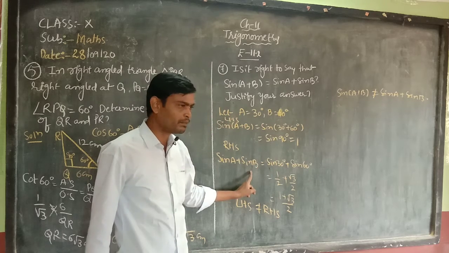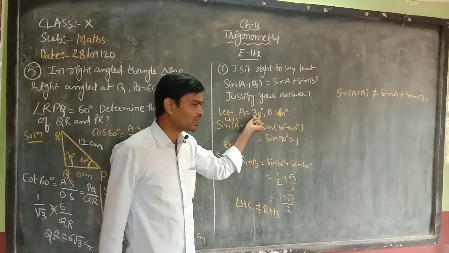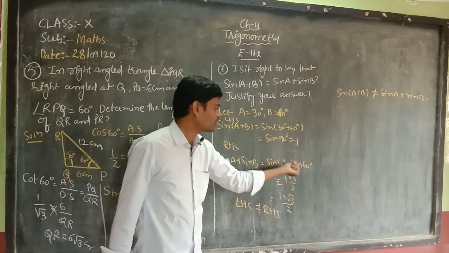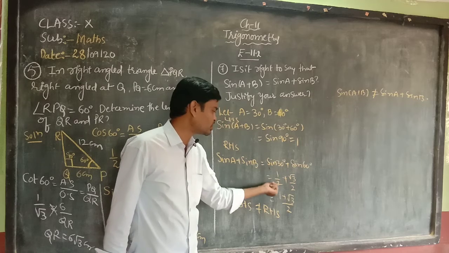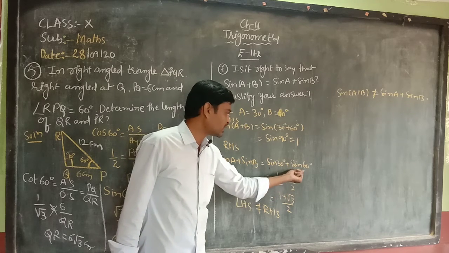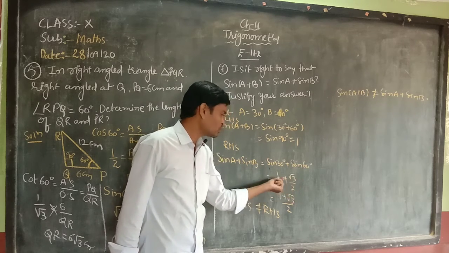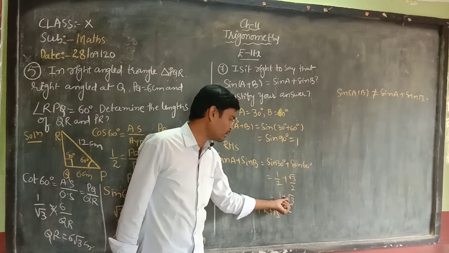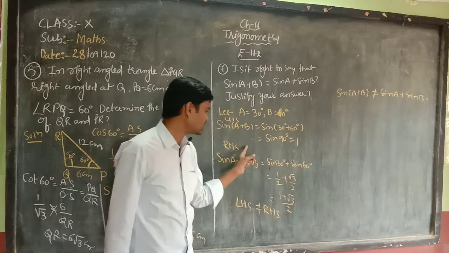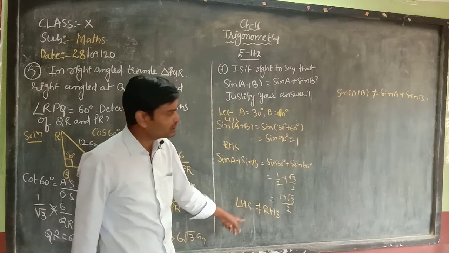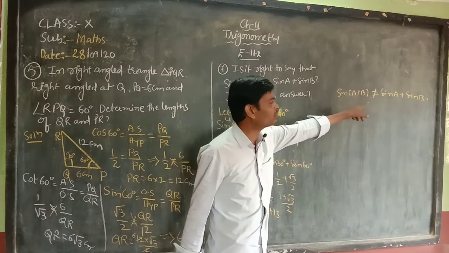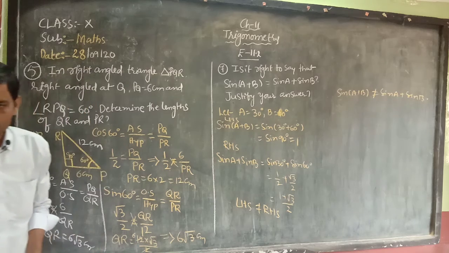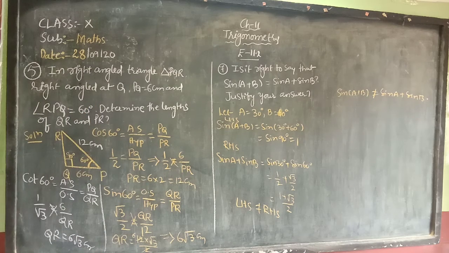So sin A plus sin B. Instead of A we have taken 30, so sin 30. Plus instead of B we have taken 60, so sin 60. Sin 30 is how much? 1 by 2. Plus sin 60 is root 3 by 2. In the denominator we have 2, therefore directly we can add the numerators. So 1 plus root 3 by 2. So here LHS is not equal to RHS. So sin of A plus B is not equal to sin A plus sin B. So with this, our exercise 11.2 is finished. Let us go for the next exercise.